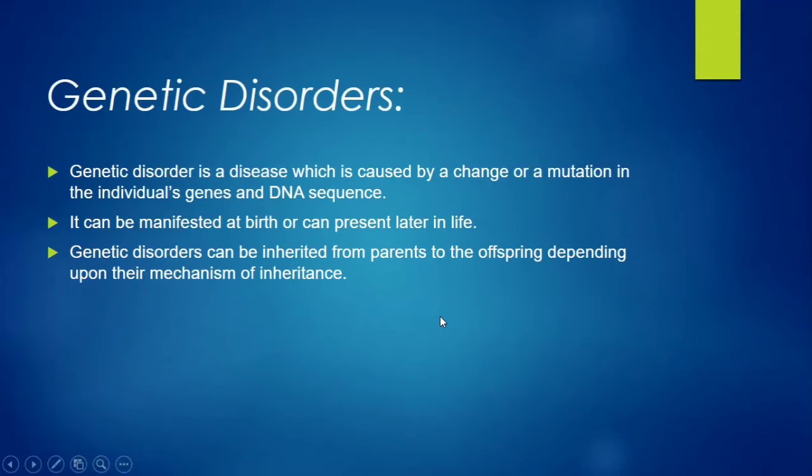So let's start with the genetic disorders. So what is the definition of genetic disorder? Genetic disorder is a disease which is caused by a change or a mutation in the individual genes or a DNA sequence which are present on the genes. It can be manifested at birth or it can also present later in life, which means that sometimes there is a genetic disorder at birth but it does not present itself, but it manifests itself later in the life stage of that person. Genetic disorders can be inherited from the parents to the offspring depending upon their mechanism of inheritance.